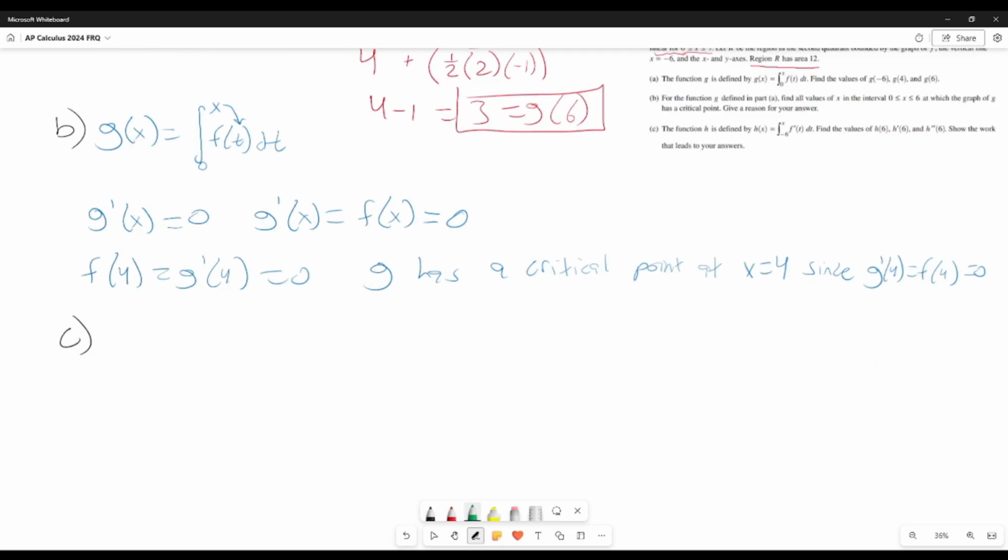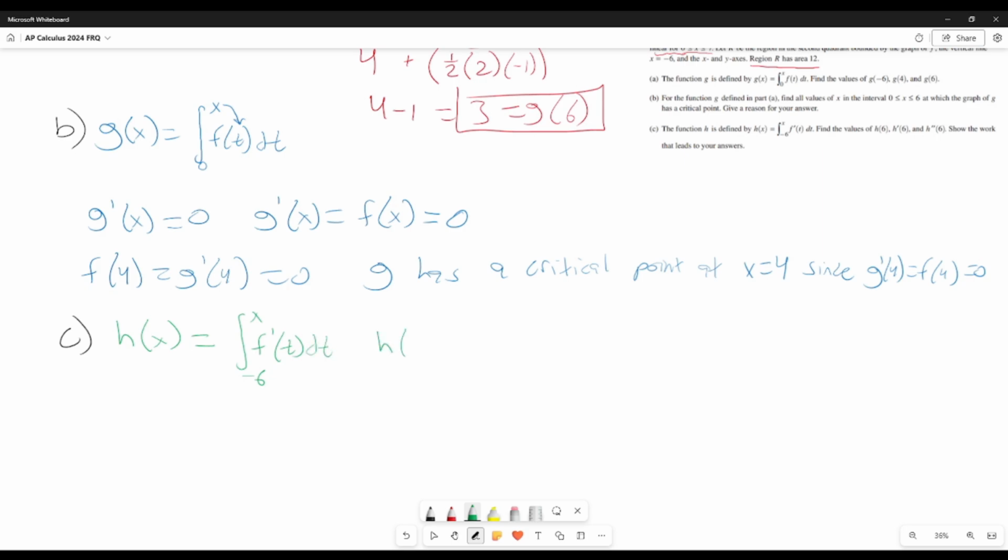And finally, we're going to move on to part C here. The function h is defined by h of x equals the integral from -6 to x of f prime of t dt. Find the values of h of 6, h prime of 6, and h double prime of 6. Show the work that leads to your answers. So we're going to go ahead and write that down. H of x equals the integral from -6 to x of f prime of t dt.